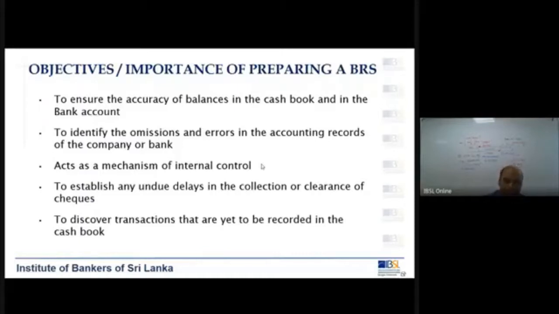Then the next one, to establish any undue delays in the collection or clearance of checks. Sometimes what happens, you might have received checks, but you have not deposited. Sometimes you have deposited, but the checks are not cleared by the bank. So you need to find out what is the reason. Then lastly, to discover transactions that are yet to be recorded in the cash book.